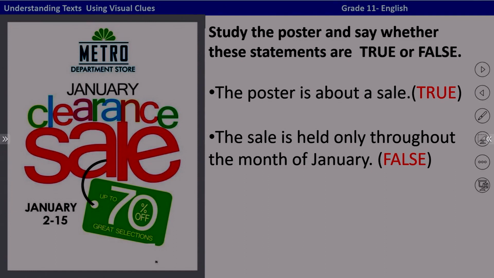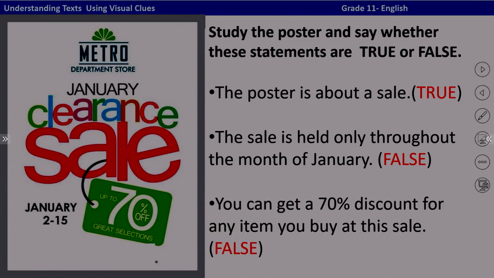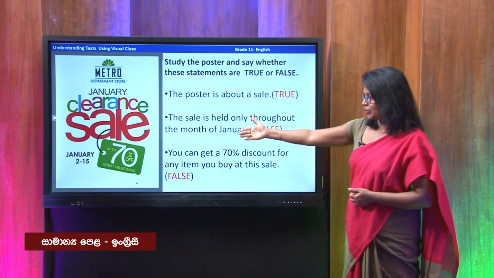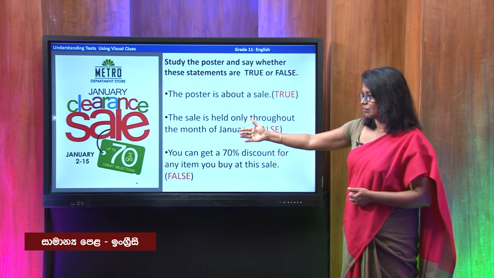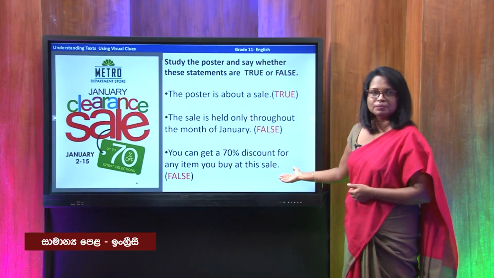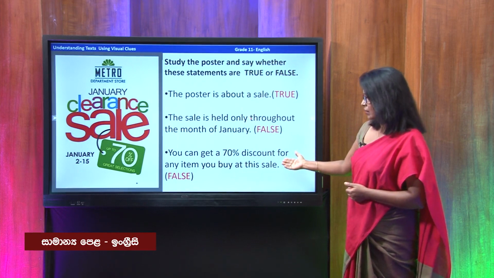What about the third one here? You can get a 70% discount for any item you buy at this sale. So you know how advertisements work. So is this true? No, it's false once again. You see the figure 70, very large, displayed on the poster. But did you see that it is only up to 70%? So up to 70% doesn't mean that you are getting a 70% discount for any item you buy. So the third statement also is false.